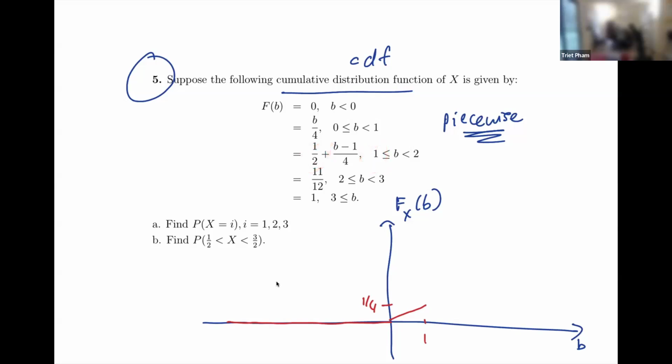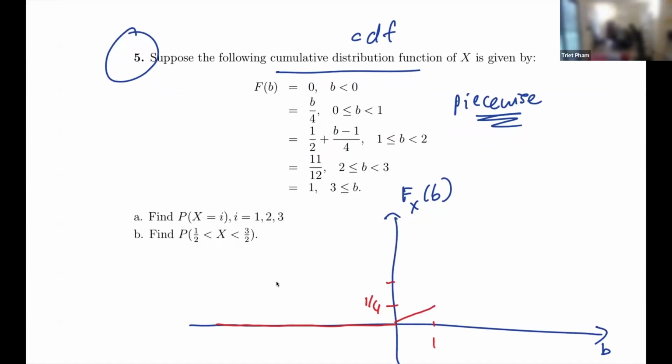So there's a jump there, to 1/2. And so like that. Notice it's less than here, less than or equal there. And then it still continues with slope 1/4, so parallel to that. And then let's see, at 2, 2 minus 1 is 1, 1/2 plus 1/4 is 3/4. And then here is 11/12 at 2, so yet another jump.